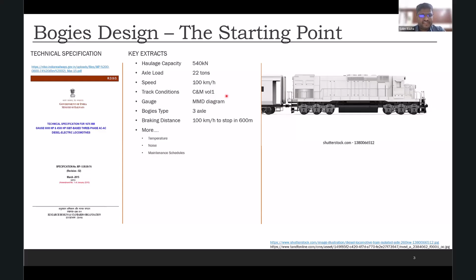So it is also defined like an MMD diagram. And then the bogie type is also defined pretty much. I need a Co-Co bogie or a Bo-Bo. So here it is Co-Co for sure. And then I also check what the stopping distance requirement is. Here, for example, they have specified about 600 meters when running at 100 kilometer per hour, so it has to stop within 600 meters. So these are the key data points that I would look for while designing a bogie.